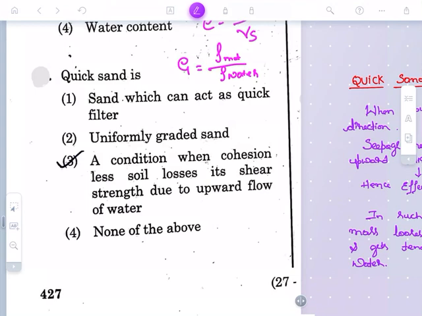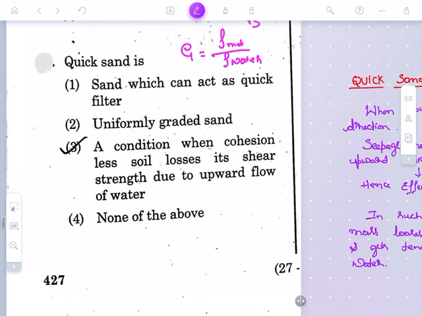Myself Amit. I am here with the continuation of WRD Hyderabad Karnataka region question paper analysis. So this is part 5 of my video. So let us move on with the questions.